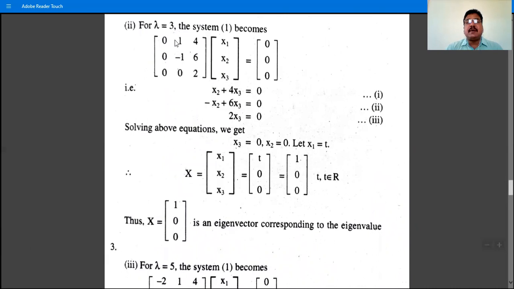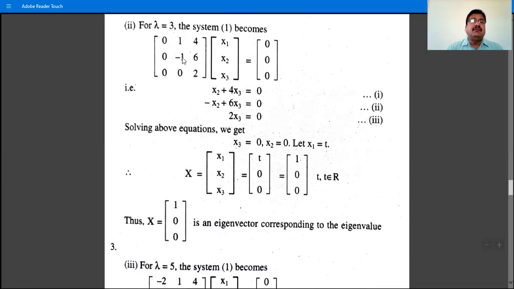Or consider this matrix and convert this matrix to echelon form. So don't write this system. Directly consider the A and 0 combination, the augmented matrix. We have to solve this system. So consider the augmented matrix and convert the matrix to echelon form.